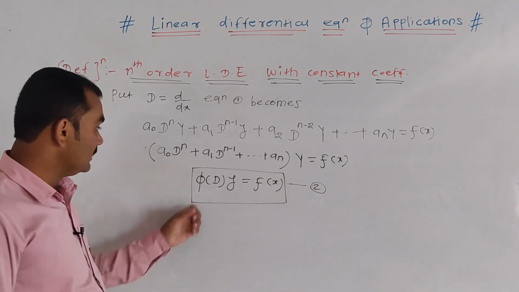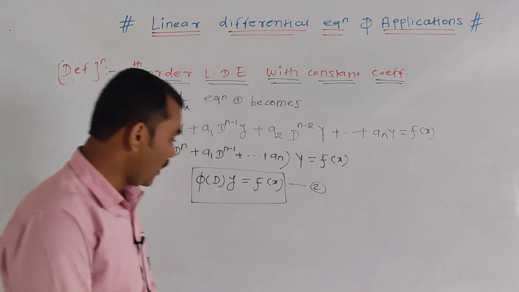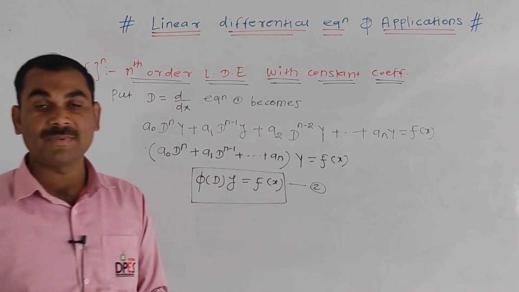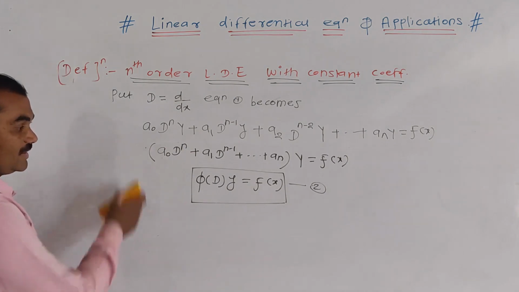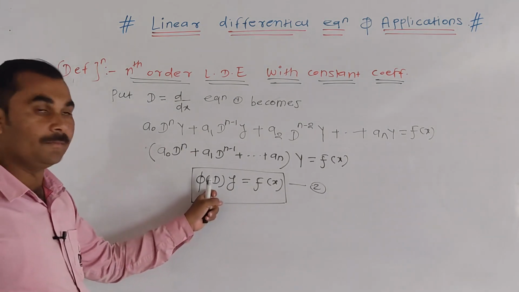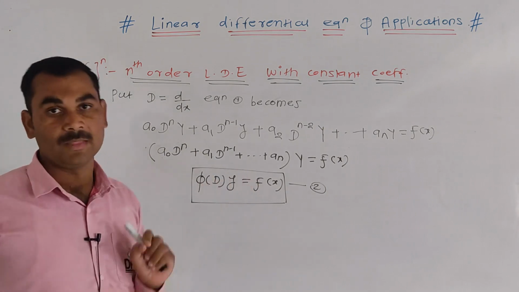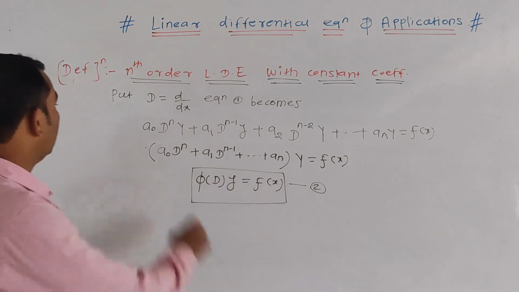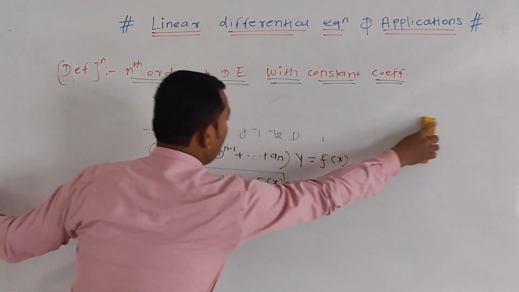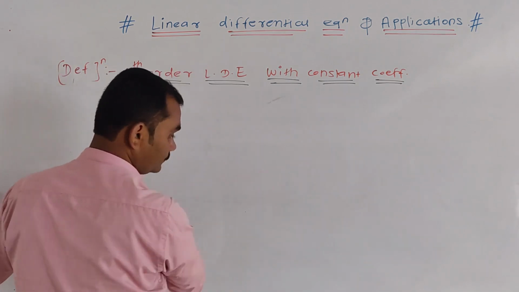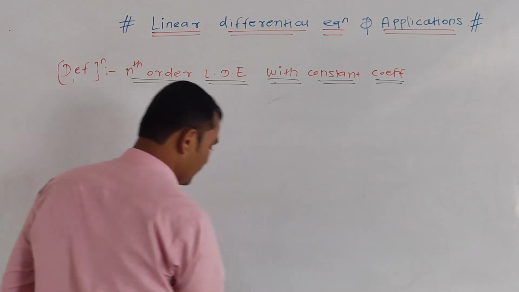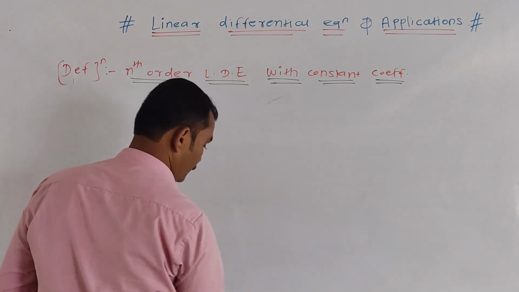Okay, now this is your equation. Now next point, the solution of differentiable equation. Okay, next point क्या जाएगा? Solution. Okay, this is definition and this is your form. Phi of d into y is equal to f of x. Okay, now solution of differentiable equation. तो क्या जाएगा?